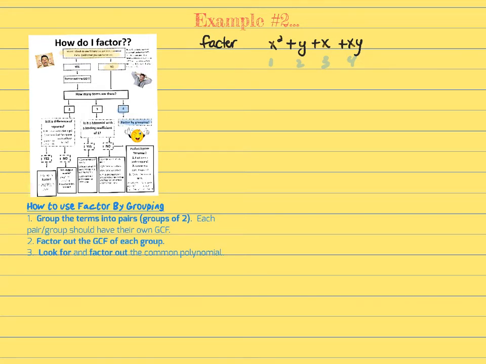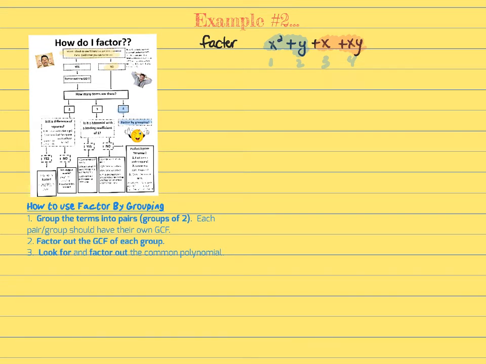Now, this problem's a little bit different because step number 1 in factor by grouping says each pair or group should have their own GCF. Now, if I look at the first 2 terms, which I'm going to highlight here in blue, x squared and y do not have a GCF. If I look at the second terms, x and x plus y, they do happen to have a GCF, but both groups should have a GCF.